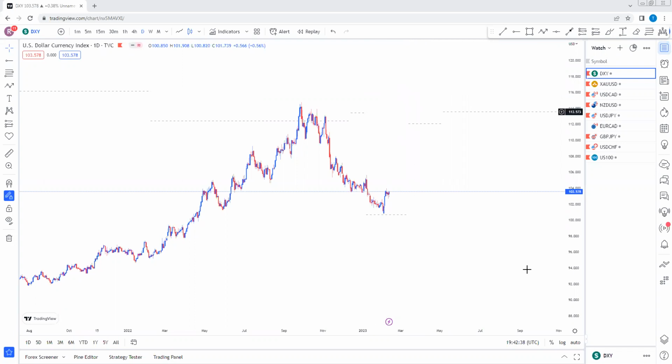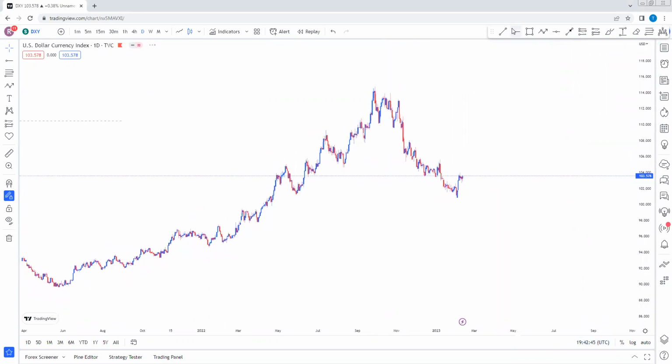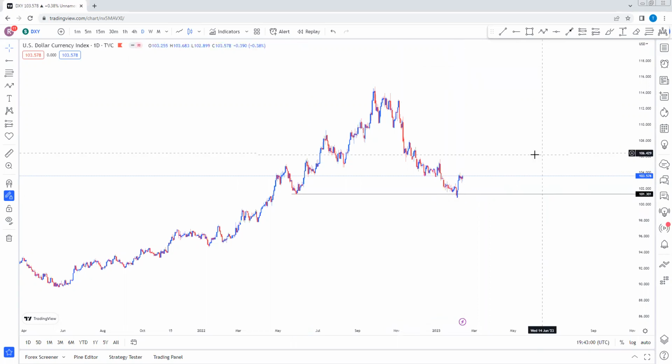Here I'm having DXY, which I always show you guys. If you love trading the USD pairs, you need to familiarize yourself with the DXY, which is the dollar index. As you can see, I'm on my daily time frame. On my daily time frame, I've spotted this sensitive area and the market actually reversed from that area.